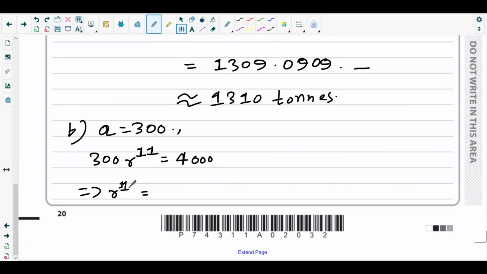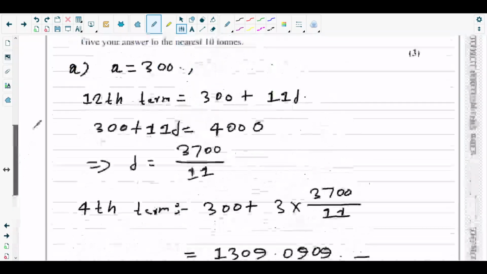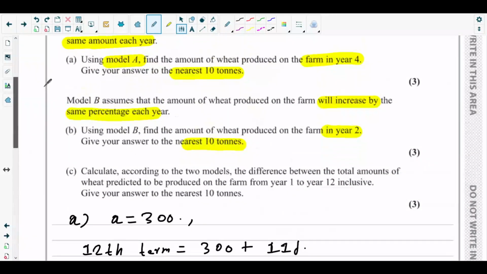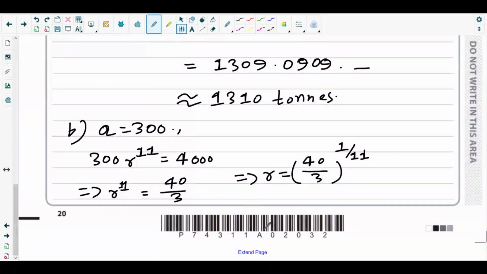4,000 over 300. So 40 over 3. So the value for r, it's what? 40 over 3 to the power 1 over 11. I keep it exact so that we can get the accurate value. Okay. Now, year 2. We wanted the amount produced in year 2.